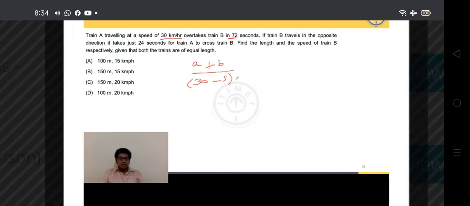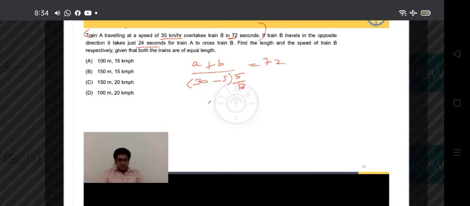So I'll multiply by 5 by 18 to have meters per second, which will give me 72 seconds. See, just by reading the first line, I'm getting this data. I haven't read the next part. If train B travels in opposite direction, it takes 24 seconds for train A to cross B.